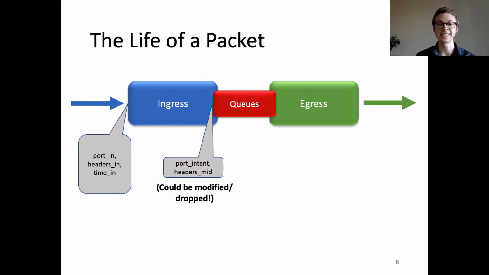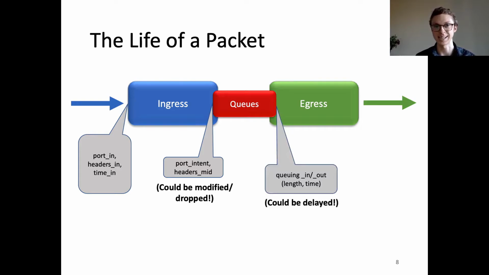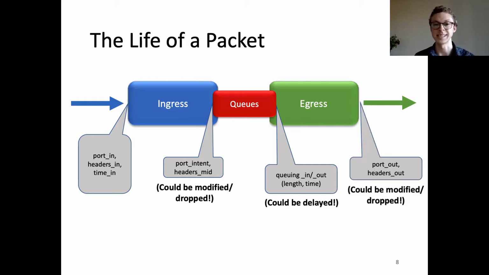If the packet is successfully queued, it will eventually be dequeued and enter egress processing. And at that time, the switch learns information about the packet's experience in the queue, including the length and time when the packet entered and left. The packet then undergoes egress processing, where it may again be modified or marked for drop. And at the end of egress processing, the switch learns its final output port, or whether it's to be dropped, as well as the final values of the packet headers.